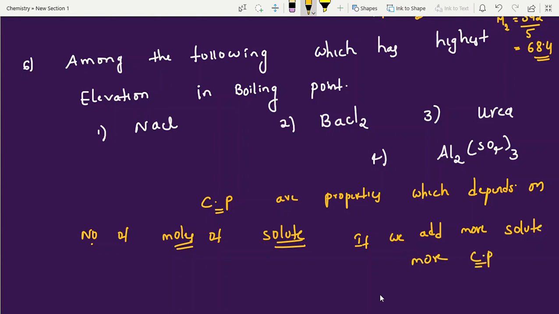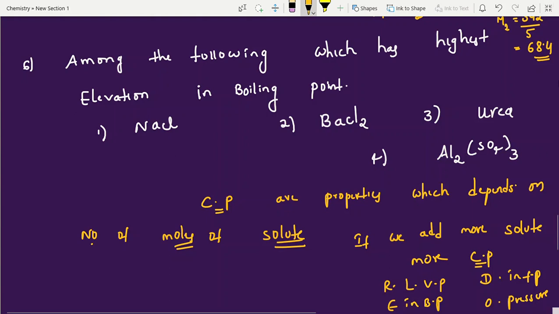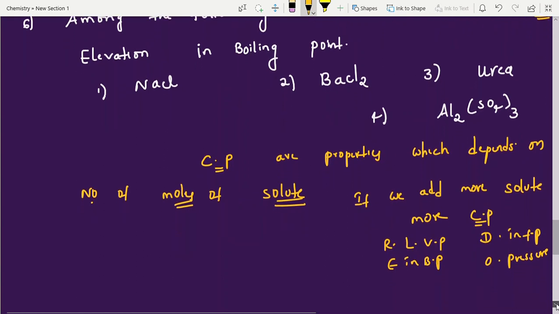Okay, what are colligative properties? Relative lowering of vapor pressure, elevation in boiling point, depression in freezing point, osmotic pressure. Sometimes to confuse the student, they don't mention relative lowering, just vapor pressure, just boiling point, just freezing point, osmotic pressure. That time osmotic pressure is the only colligative property. If they mention relative lowering of vapor pressure, that is the only colligative property. Elevation in boiling point, that is the only colligative property. Just boiling point, that's not a colligative property, students. To confuse the students, sometimes you may expect theory questions like this.